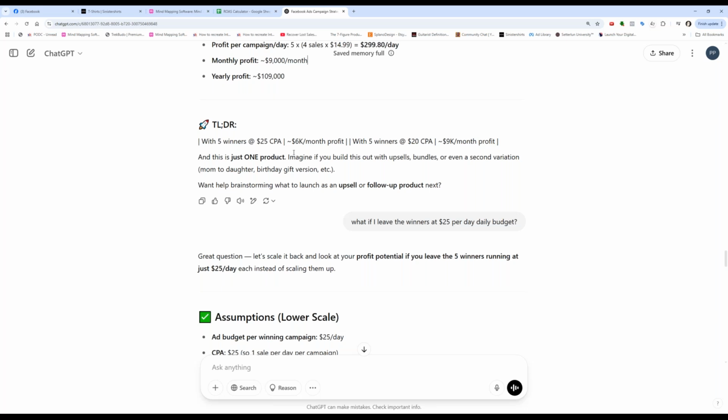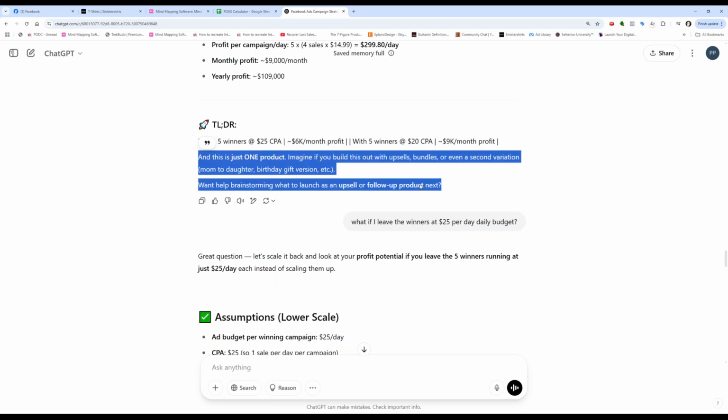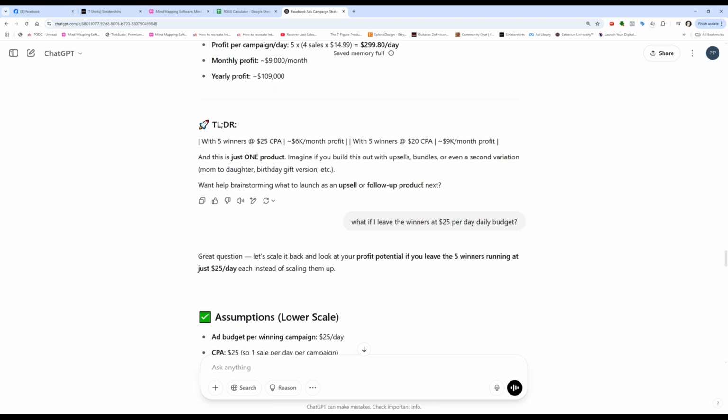With 5 winners out of 25 CPA, about 6,000 profit per month. With 5 winners at 20, about 9,000. And this is just one, like, AI, man. I love this. This is just one product. Imagine if you build this out with upsell bundles or even a second variation, mom to daughter, birthday gift version. Want help brainstorming what to launch as an upsell or follow-up product next?